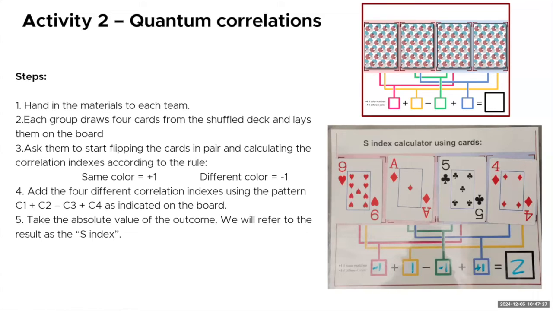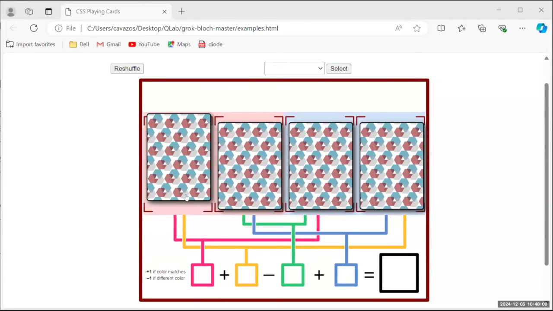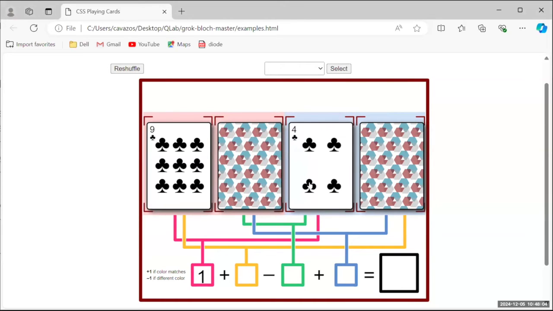And then to make it a little bit more clear, I'm just going to switch to a live demo so that we can try it out. This is something the students can do with actual cards, but this is just a virtual game. So say we draw 4 cards. Say for the first pair, they are both black. So then we assign a +1, right? And so we need to keep looking for different pairs.